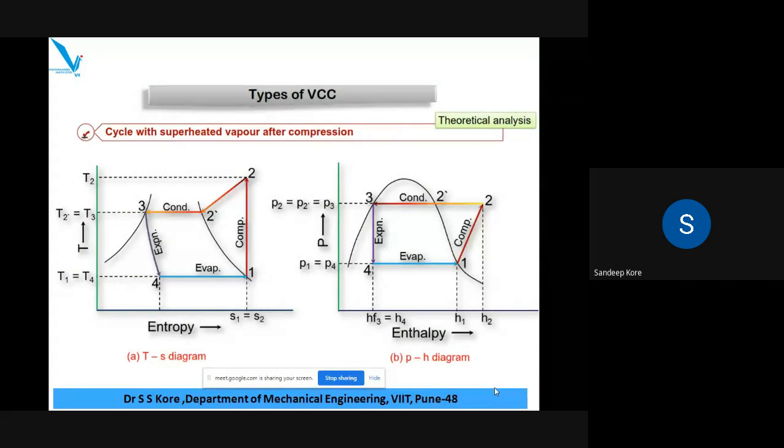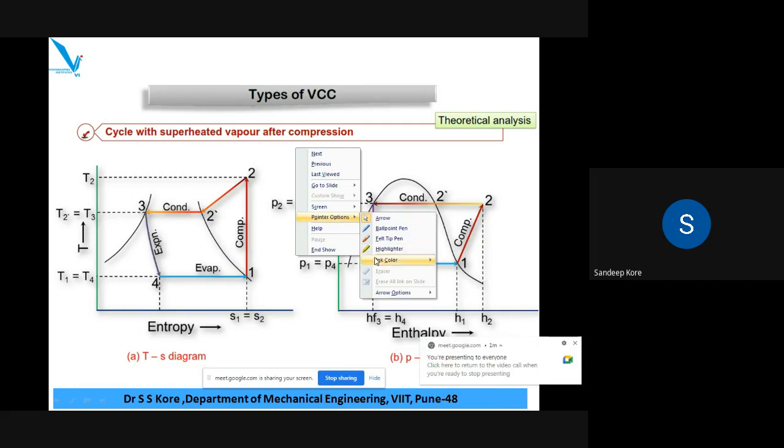So we'll start with the first cycle, the vapor compression cycle with superheated vapor after compression, also called the dry saturated cycle. First we'll see how it is represented on the PV and TS diagram, and then we'll go for the analysis. So first we'll go to the PV diagram.